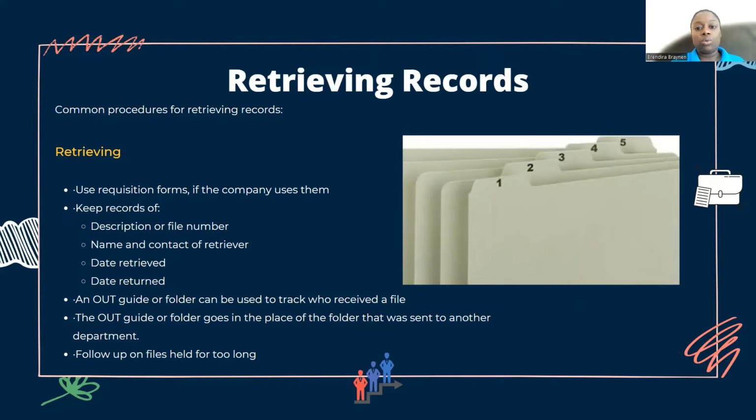All right. And so what happens is that the out guide normally goes right in the same slot as the file itself. So that if somebody's looking for the file, they're going to see an out guide in its place telling them that the file is at this particular department with this particular person. So it's very important to use things like these to assist in managing and making sure that once you've selected a filing system, you can actually properly track your files.